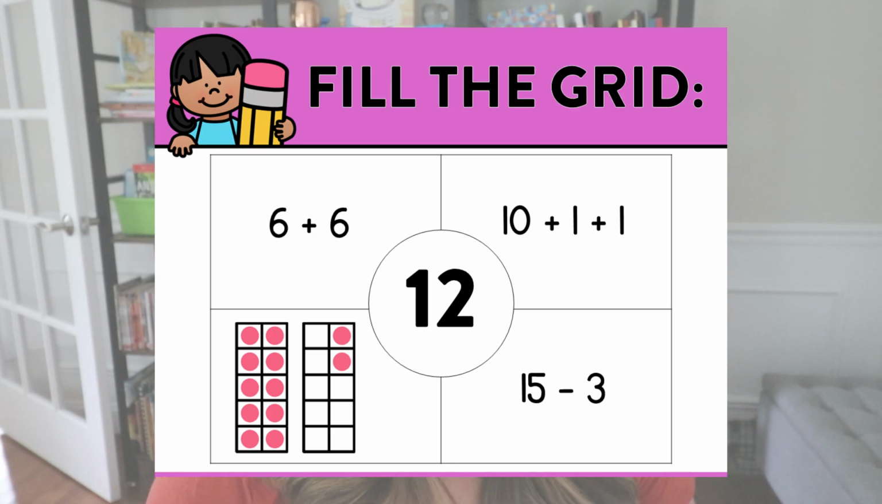So they can do that with 10 frames down in the bottom. They could also do that with base 10 blocks. They could write out 1 ten and 2 ones, however you want to display that. And then students above can use their doubles knowledge to know that 6 plus 6 equals 12 and show an addition equation. Next to it, they can do a 3 addend addition equation, which is something my first grade students would be aware of and know how to do. And then also they can show this number using a subtraction equation.